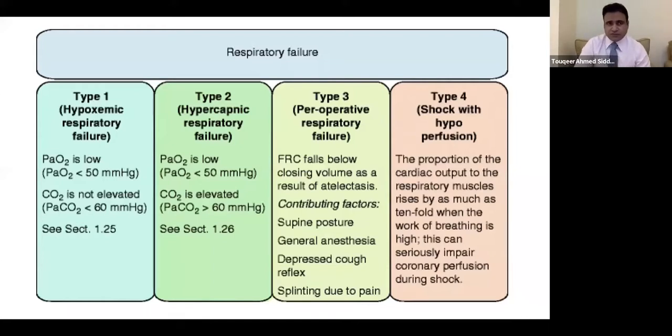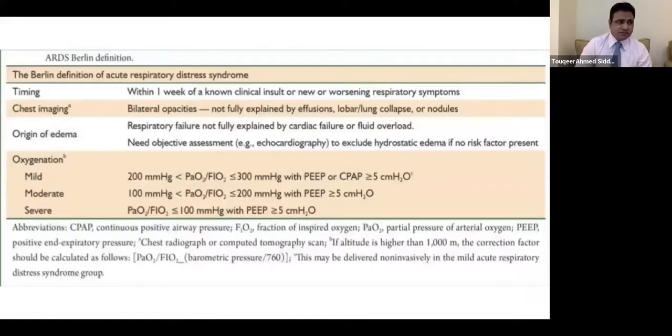ARDS definition, this is the Berlin definition that we normally follow. Now the timing is within 1 week of clinical insults, and there is bilateral opacity, there's no pulmonary edema, and it's described as mild, moderate, severe. I'm pretty sure you all know this definition. Severe is when it's less than 100 PaO2 to FiO2 ratio. Between 100 and 200 is moderate, and greater than 200 is mild. So we are interested in the severe and the moderate group here, not the mild group.